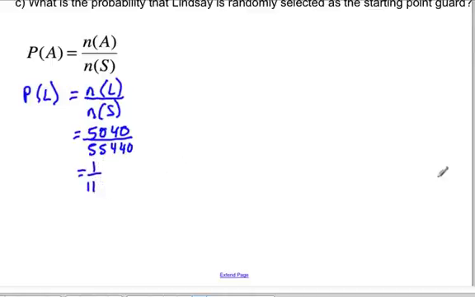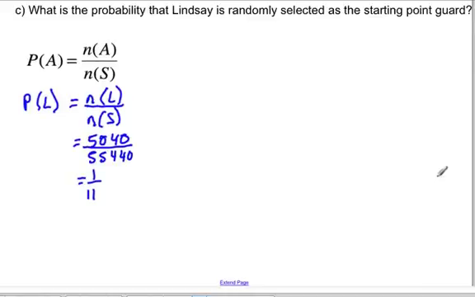Now, the significance of this obviously is that if Lindsay's going to be chosen randomly, if you're going to fill that starting point guard position randomly, well, you've got 11 people to choose from, and so Lindsay has a 1 in 11 chance of being randomly selected as the starting point guard because she's the one player out of the 11 to choose from. And so that answer makes sense.